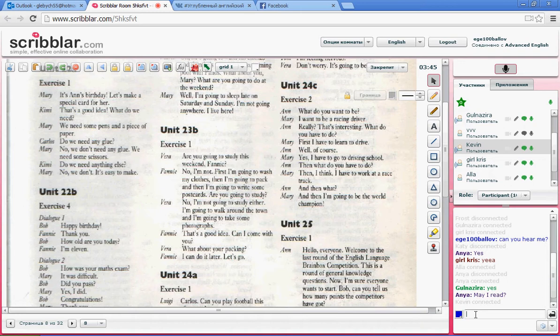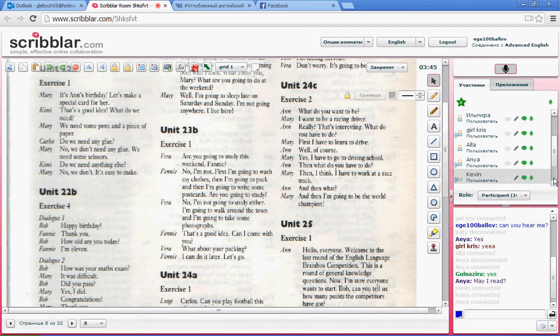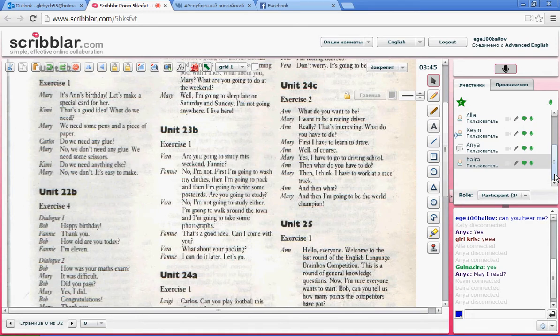So first of all, we'll read. Now it's unit 23b, and you have to scroll down, and we'll read the conversation between Vera and Fanny. Now, Anya and anybody else whose microphone is on, please start. Yes, please. Start reading. Anya, can you hear me?